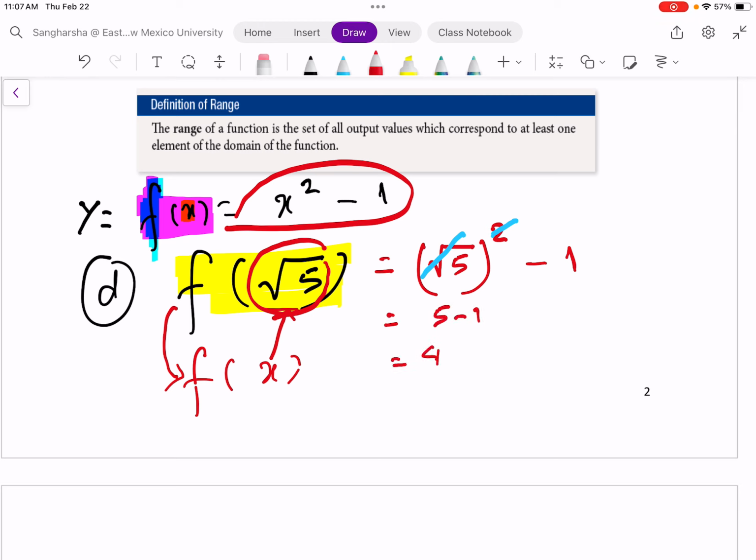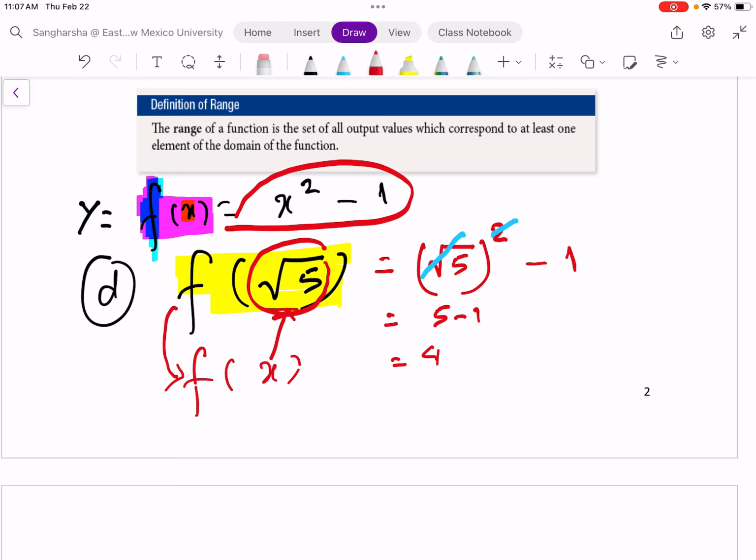So when your input is square root of 5, you get your output as 4. And this 4 is a range or an output for this function. Any question on number D?